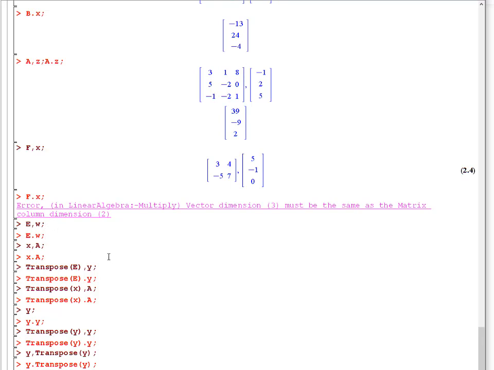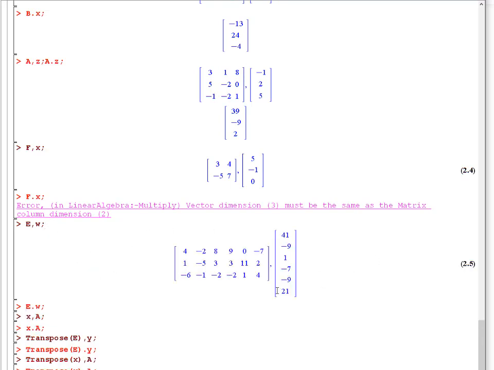How about E and W? Will this one be possible? So think to yourself, is that going to be possible? And the answer is yes, it's possible because you have 6 here and 6 here. You only get 3 rows because the number of rows in the answer is 3, because every row here gives you a row in the answer.